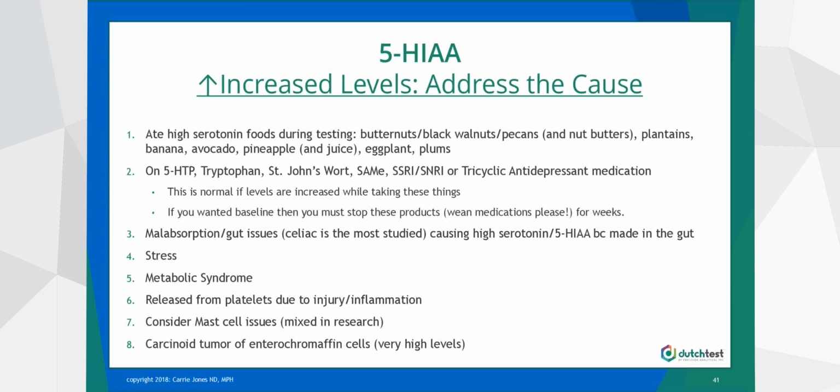High levels, well, they probably ate one of these foods. So butternuts are white walnuts, not butternut squash. So white walnuts, black walnuts, pecans, and their associated nut butters, plantains, bananas, avocado, pineapple, and pineapple juice, eggplant, and plums. If those are eaten the day before or the day of organic acid testing, they will raise 5-HIAA levels. So just be aware. Your patients will want to avoid these foods. So in the Dutch kits, for the last 2 months, we've had instructions in there that say to avoid these foods.